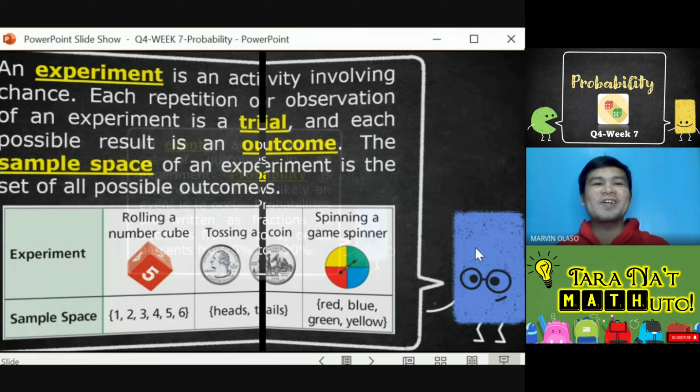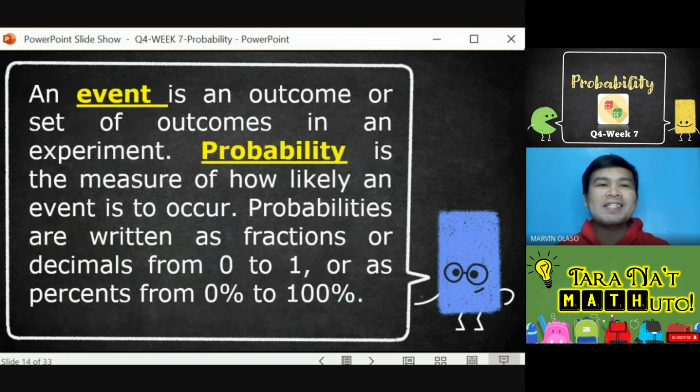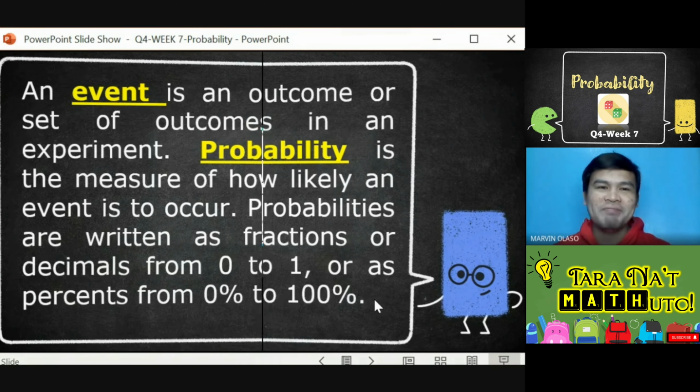Okay? So, continue natin. Pag sinabi naman nating event, it is an outcome or set of outcomes in an experiment. So, pag pinagsama-sama mo na yung outcomes, yun yung event. Then, probability is the measure of how likely an event is to occur. Kung gaano kadalas lumalabas ang isang event. Okay? Probabilities are written as fractions, sabi ko nga, or decimals from 0 to 1, or, sabi ko nga, pwede ring percent from 0% to 100%.